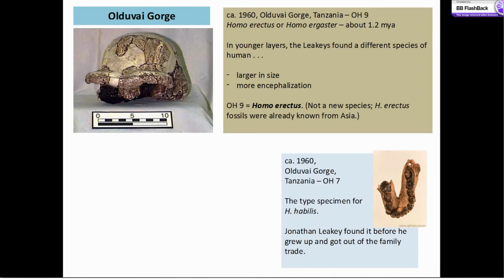Another one found around the 1960s. This was found by Jonathan Leakey, which was another one of the Leakey children before he got out of the family trade. This has been identified as Homo Olduvai hominid 7, and it's a Homo habilis. The jaw's a little squished up, but it's not as rounded as the other specimen that I showed you. Yet it still has smaller dentition than one would expect for an Australopithecine.